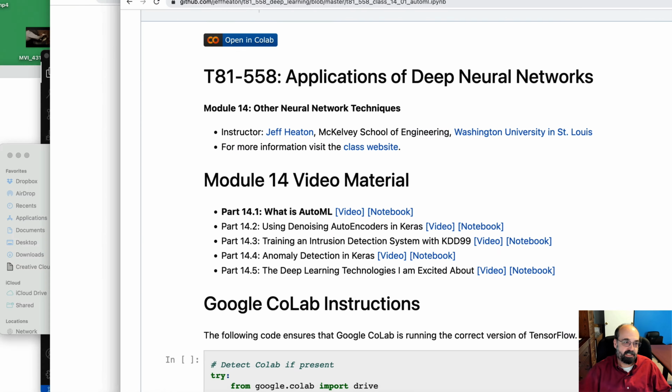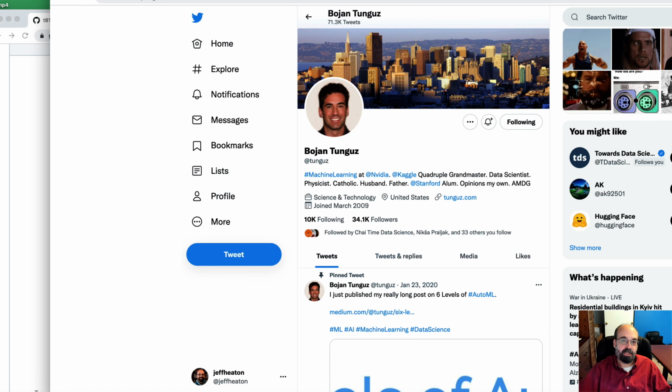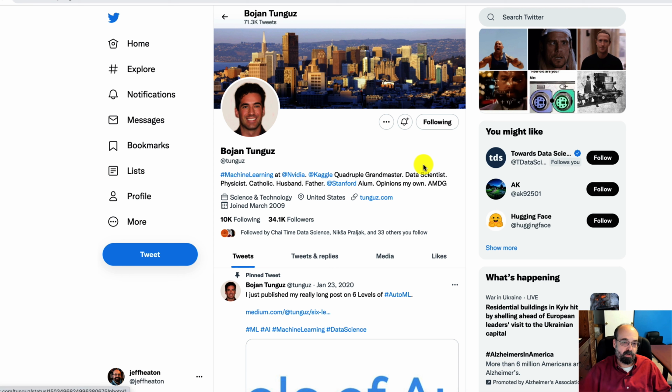So first, let's go ahead. I want to show you a paper written by Bojan Tunguz, and I apologize if I mispronounced your name, but this is a paper that he wrote on Medium that I think does a really good job of explaining this. Self-driving cars, for example, have often separated the hype from the levels of autonomy, is that a word, that the self-driving cars are able to exhibit.